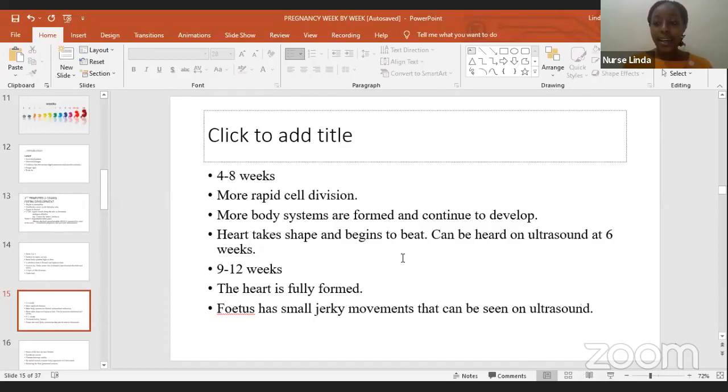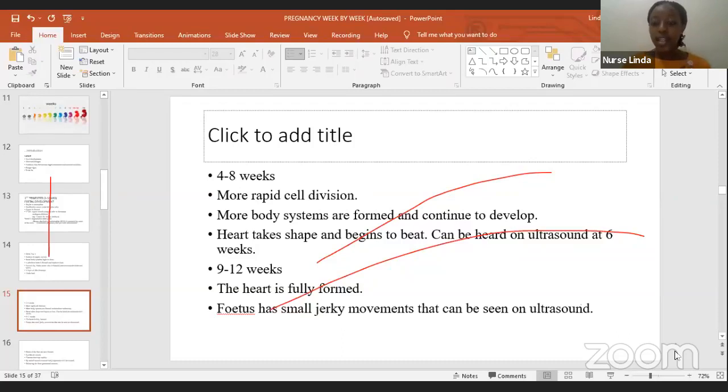And I guess at around this time, most women are not aware that they are pregnant, especially if it was not a planned pregnancy. If a person was planning to get pregnant, maybe after coitus, they would want to get tested and follow up on whether they have conceived or not. But in the case of an unplanned pregnancy, a person at this point certainly does not know that they are expectant. And so more body systems are formed and they are continuing to develop.